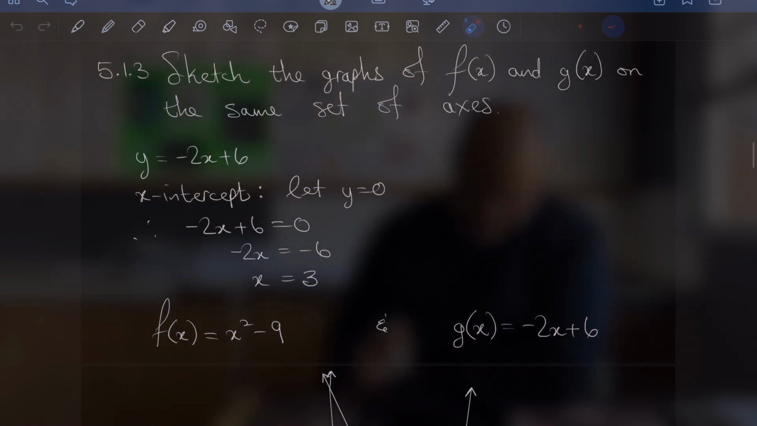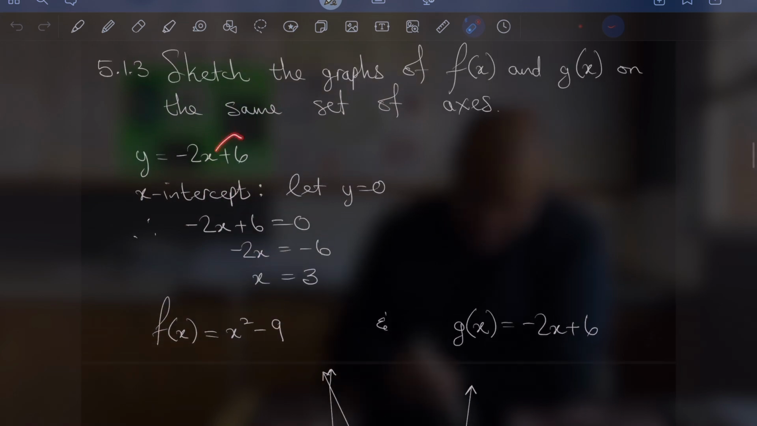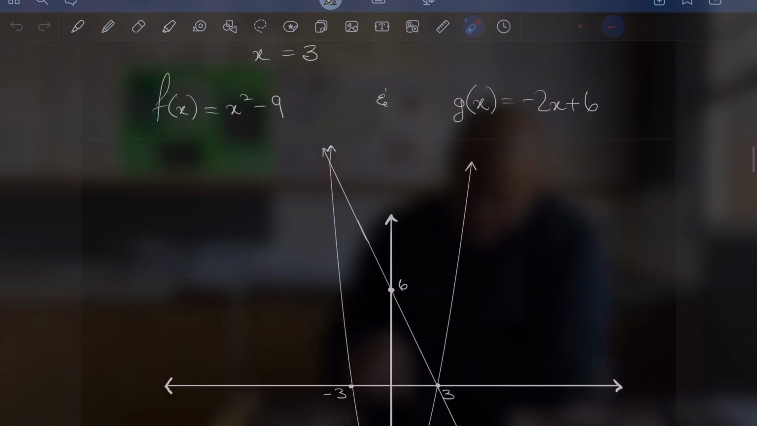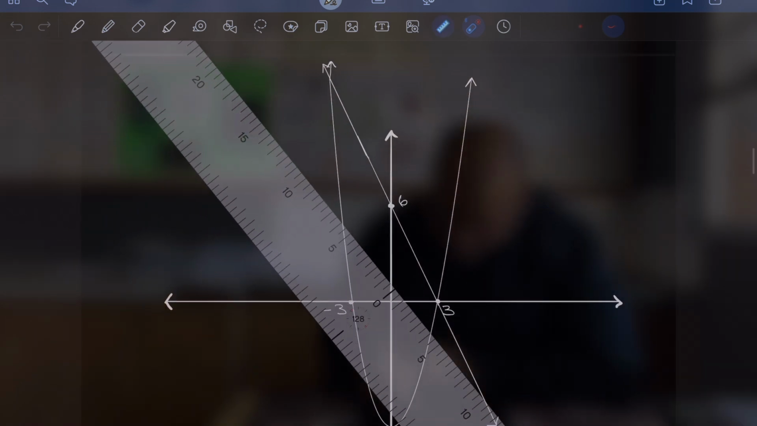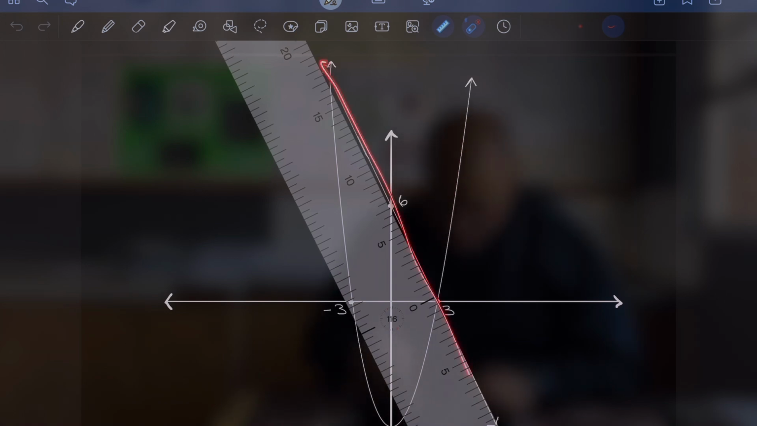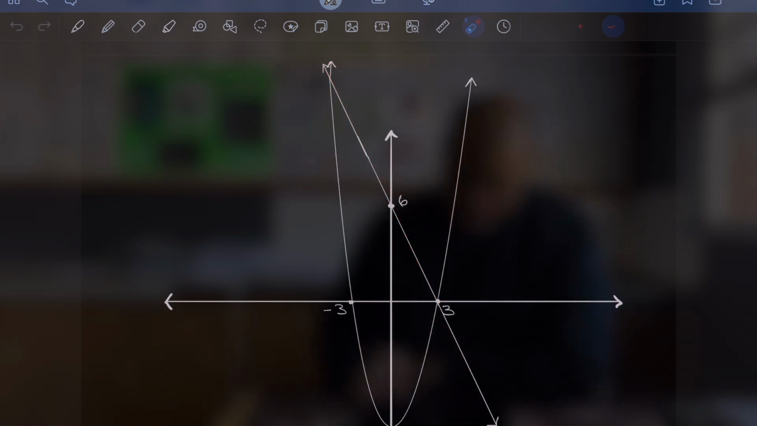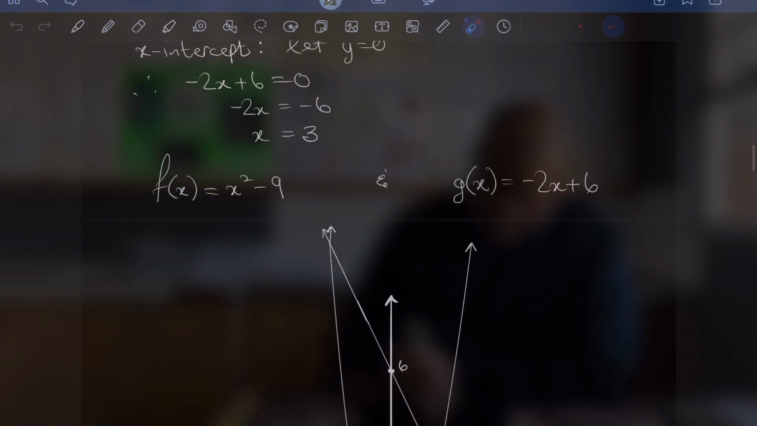We have previously looked at working out the x-intercept for our straight line. We already know that our y-intercept is 6, and we simply need to take a ruler and mark off our x-intercept of 3 and y-intercept of 6. Those are 2 points, which is all you need to draw a straight line. Then just take your ruler and go ahead and do that. So that's pretty straightforward.